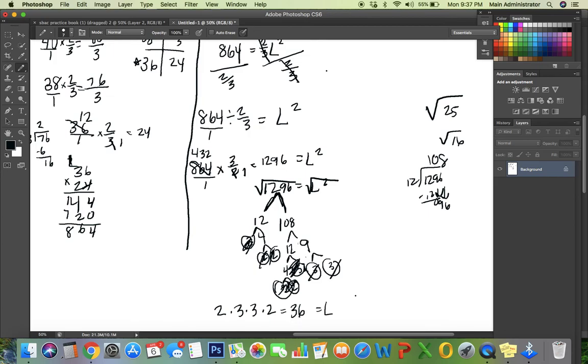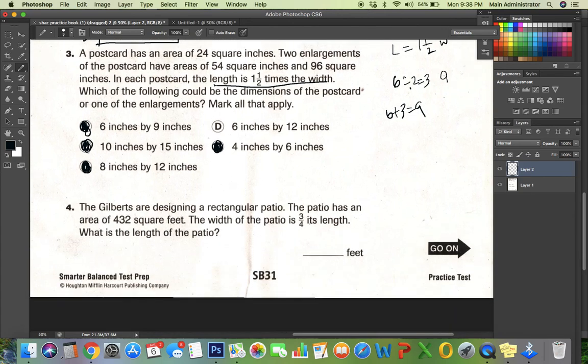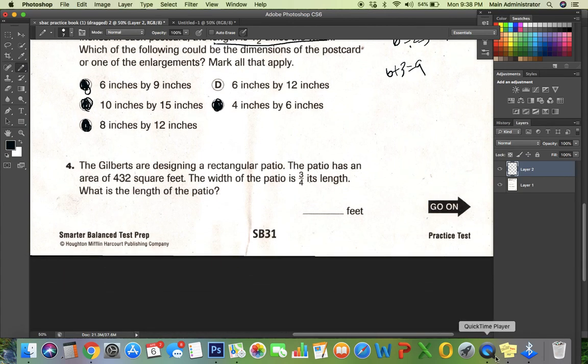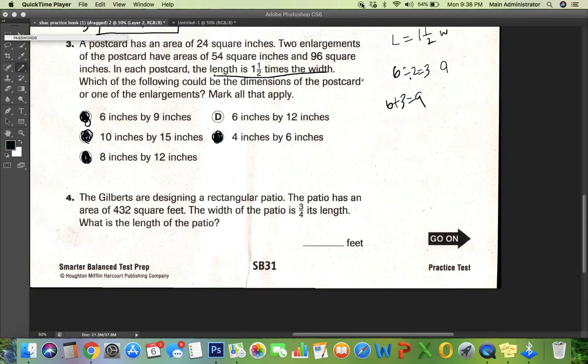And that's what we got over here, 36, all right? And number 4, I will do on the next page.